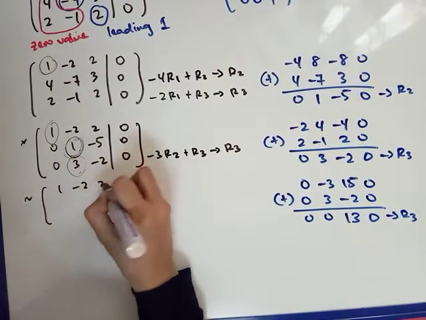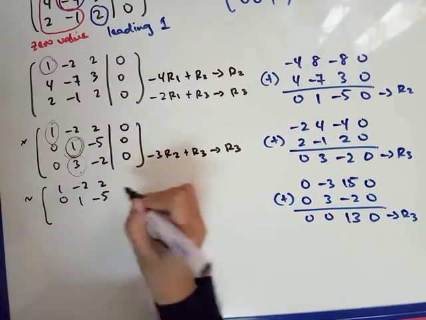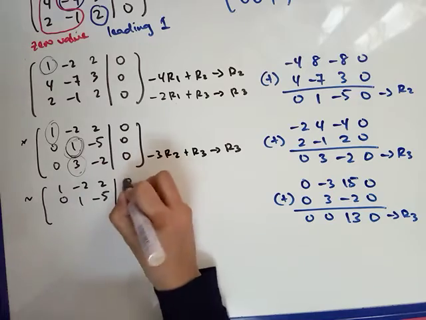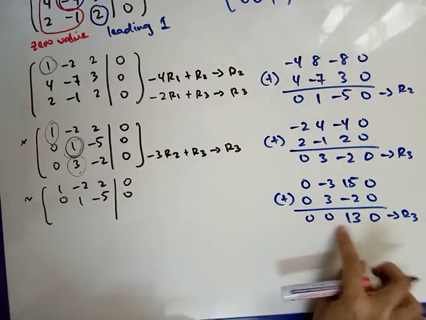So we got the new values. Row 1 is 1, negative 2, 2, 0. Row 2 is 0, 1, negative 5, 0. And row 3 is 0, 0, 13, 0.